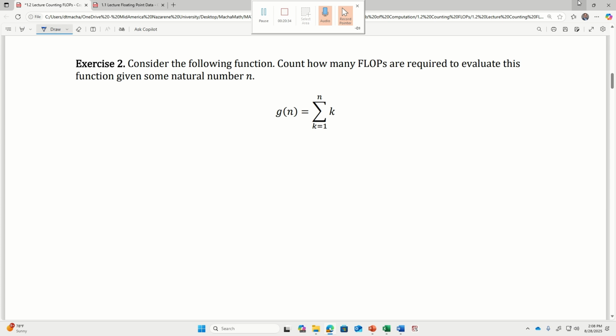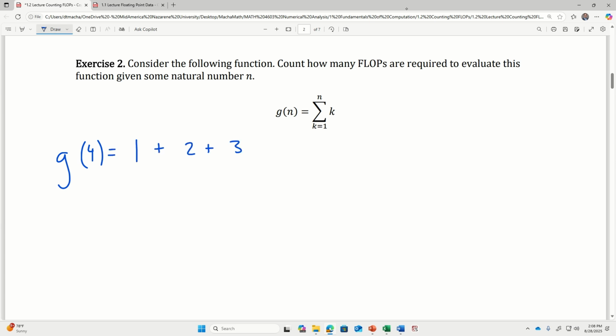Colin, do you have an idea? n minus 1. Yeah, n minus 1. And I hope you remember this from previous math classes, but the big sigma notation means I'm adding things together. So like g of 4 would be 1 plus 2 plus 3 plus 4. Notice there's 3 additions, and so the number of flops is n minus 1.